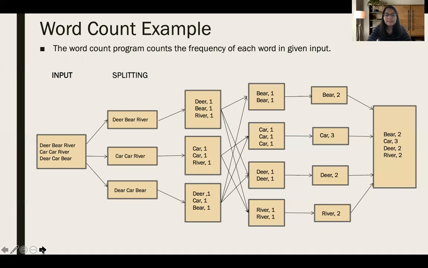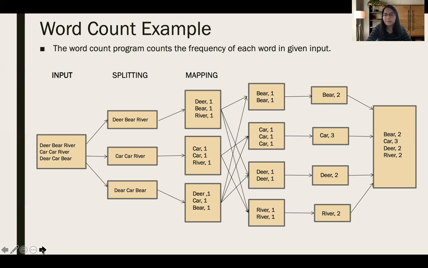The next phase is splitting. I split my data into smaller chunks. In this case, my one chunk is 1 line. This data is then fed into the mapping phase. The mapping phase generates the key value pairs. The key is the word and the value is the count.